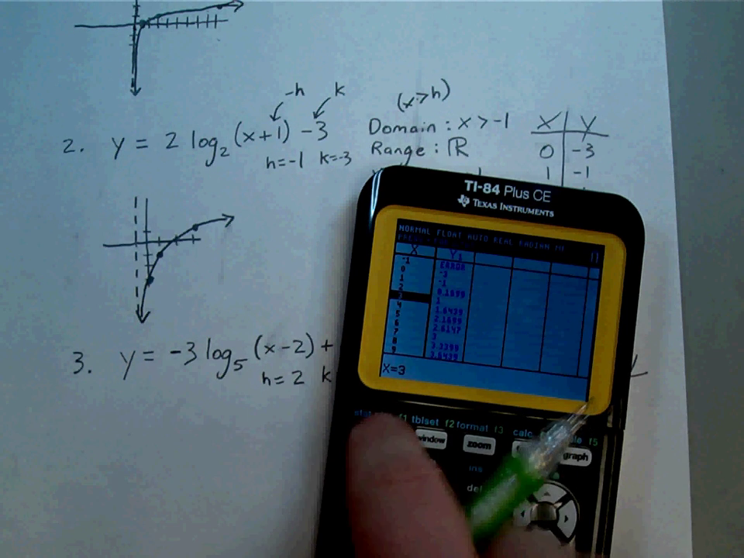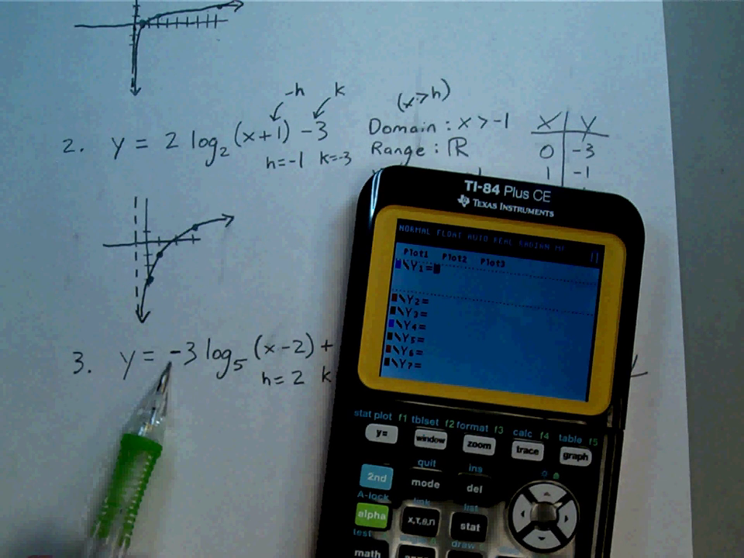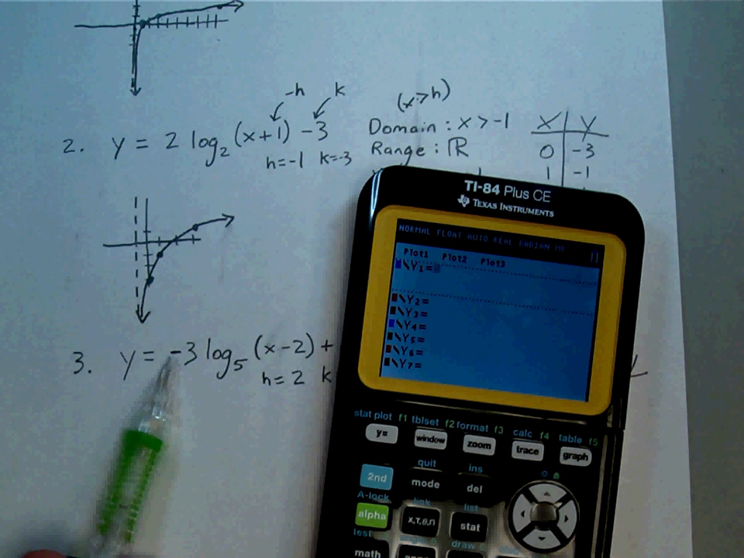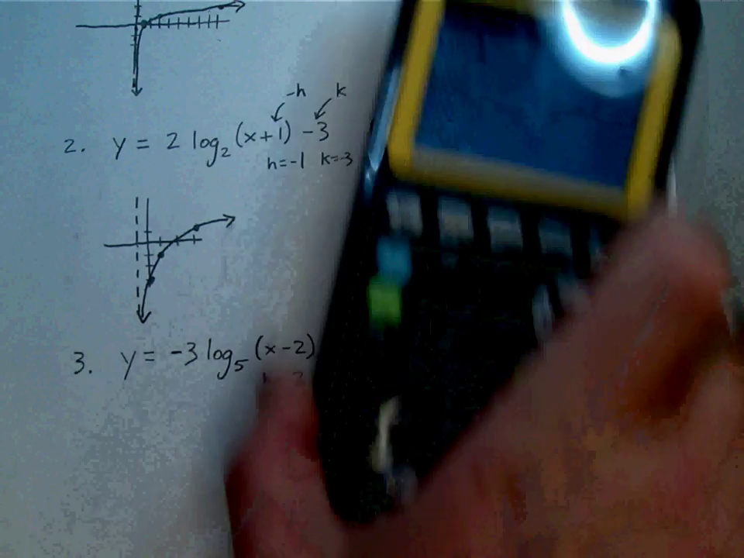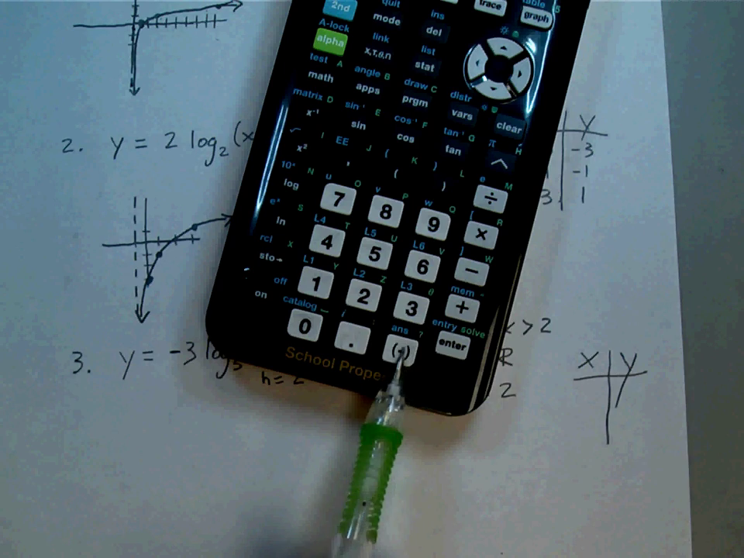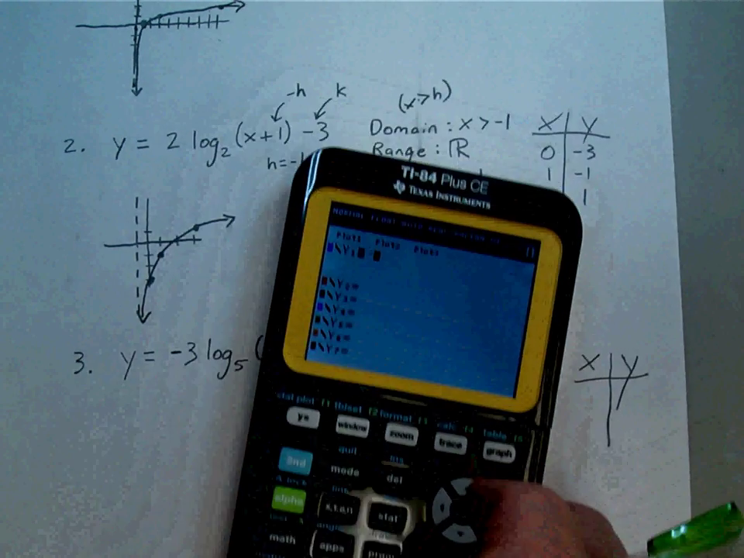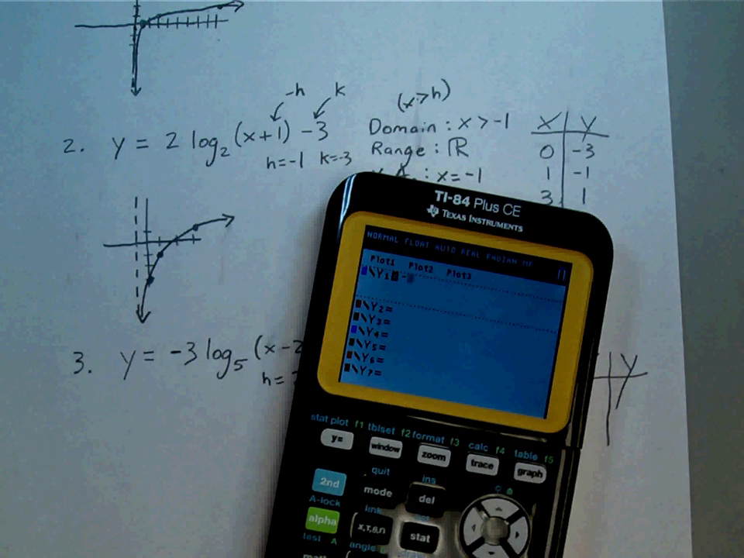So I'll go back to the y equals. I'm going to clear that equation. Now, this starts with a -3. So when it starts with that, you cannot use the subtraction. You must use the negative button on the bottom right here. So use the negative now. And then if there's any other negatives in here, we use subtraction. Only the first thing should have a negative.